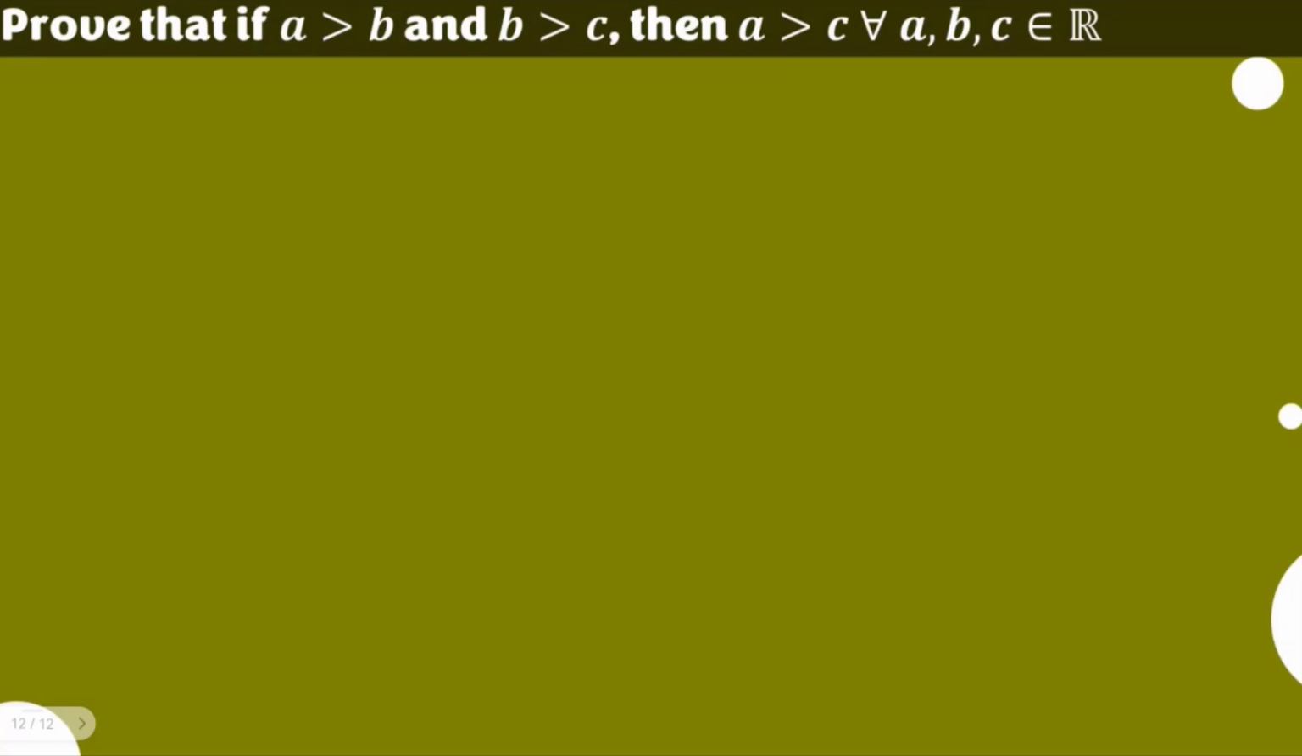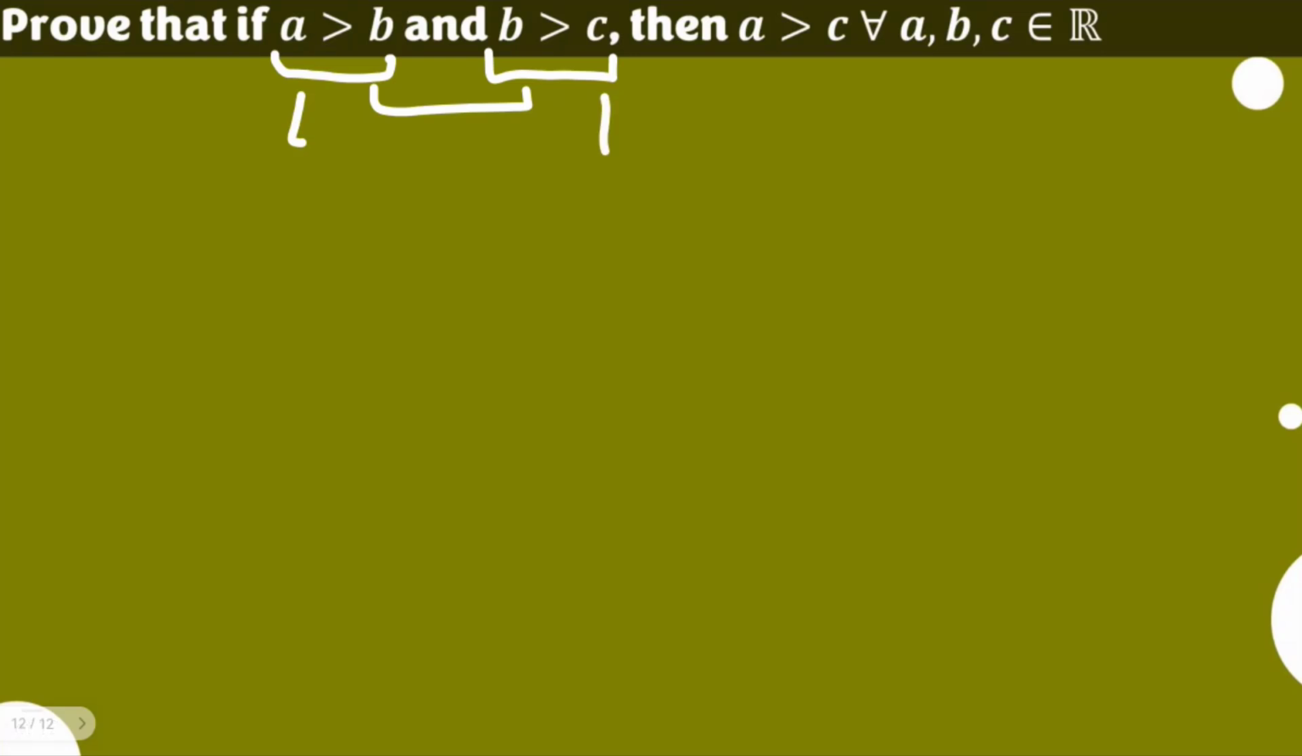For this video, we are to prove that if A is greater than B and B is greater than C, then A is greater than C for all A, B, and C elements of real numbers. This is what we also know as the transitive property of inequality, which tells us that if there are three different real numbers and it follows this criteria, we can cut out the middleman and say that A is greater than C.